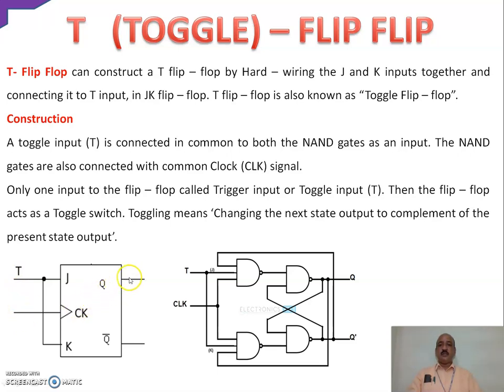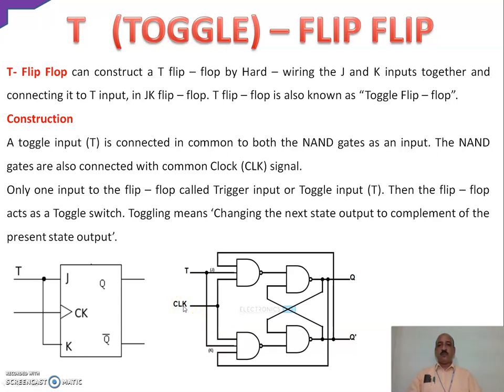So here we are going to have the two outputs Q and Q bar. A toggle input T is connected in common to both the NAND gates. Here you can see this diagram. T is connected to one NAND gate, and the same T input is connected to the other NAND gate as input. The NAND gates are also connected with a common clock signal. You can see the clock signal is connected commonly.